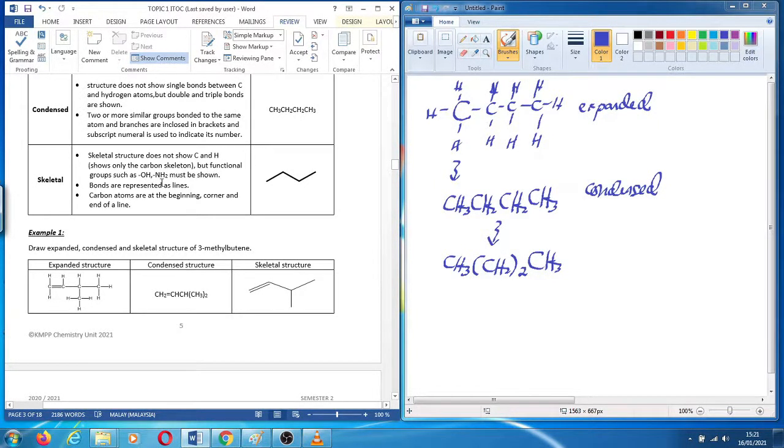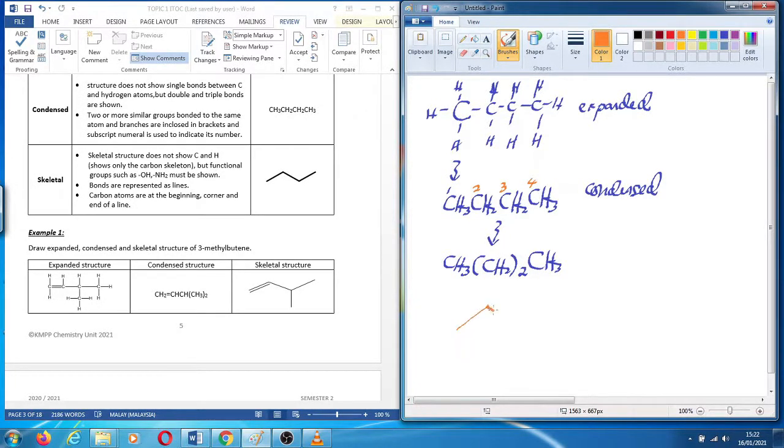Bonds are represented as lines. The line here. Carbon atoms are at the beginning, this is the beginning, and this is the corner. Example here, how to write the skeletal? We have 1, 2, 3, 4 carbon. We cannot show the carbon and hydrogen atoms, but we have to show it by using skeletal, rangka.